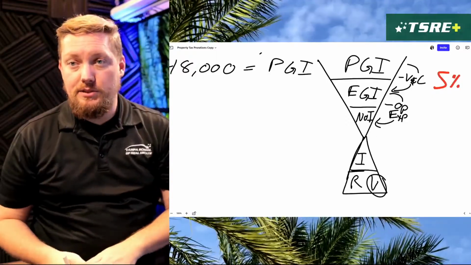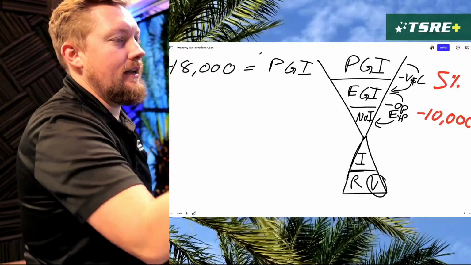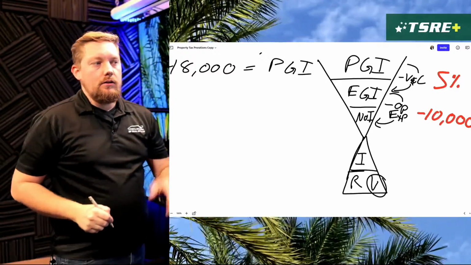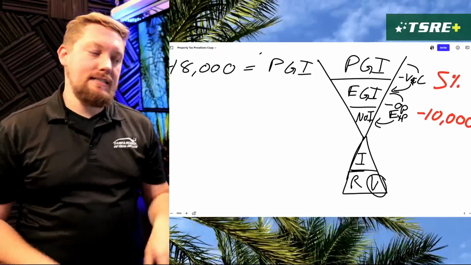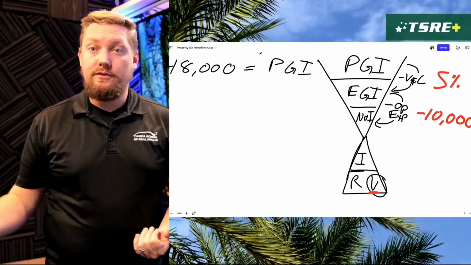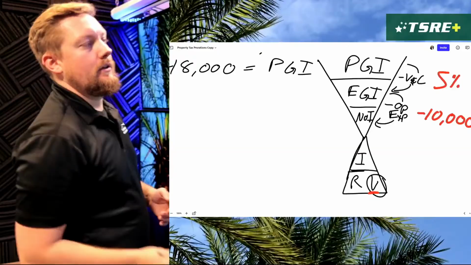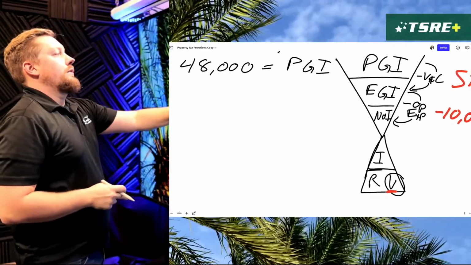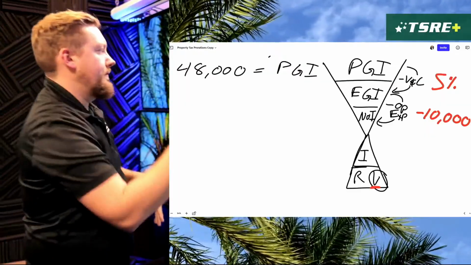So if we get that down to 5%, if we get our operating expenses down to $10,000, number one, we're going to find out the net operating income, and then number two, we're going to capitalize it and see how the values of this property are going to differ from what we had just calculated there. So $48,000 of potential gross income, 5% of that.